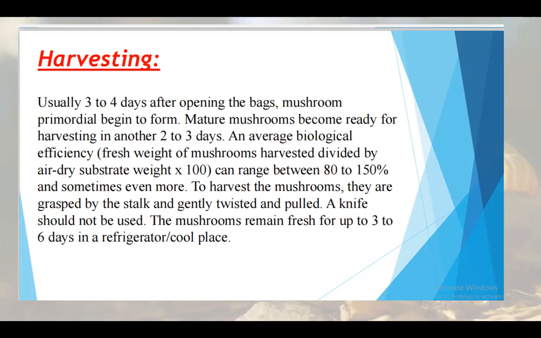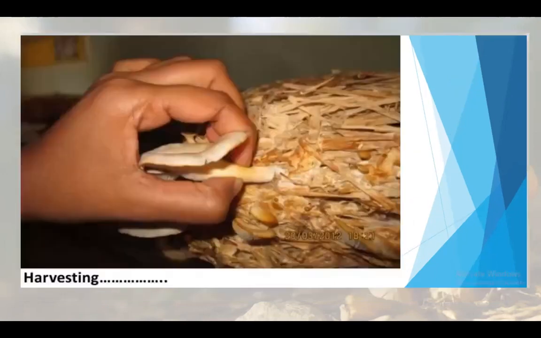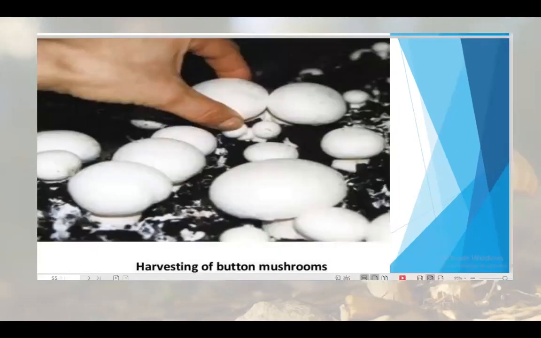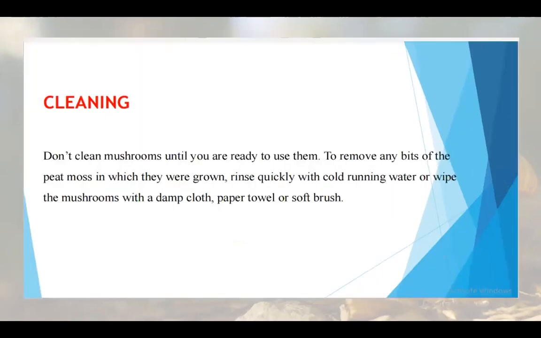Even if you talk about button mushrooms, you have to hold the stalk and lightly pull it. Twist it and then pull it. See this plucking of the mushroom. Next, this is harvesting of button mushrooms.